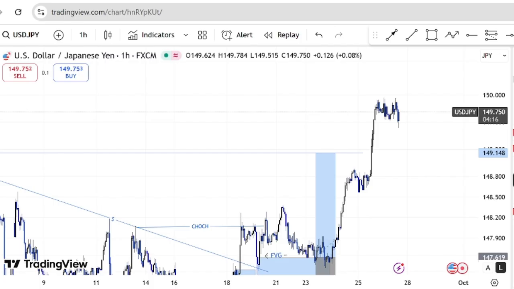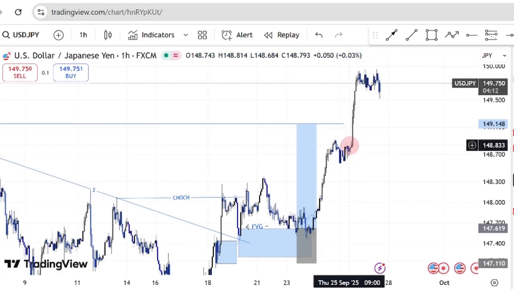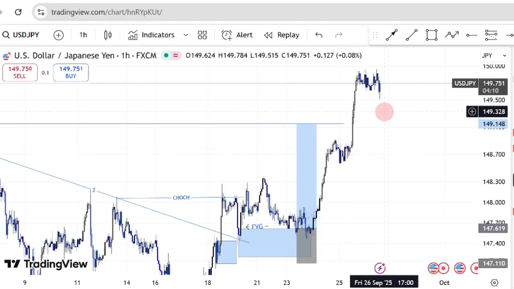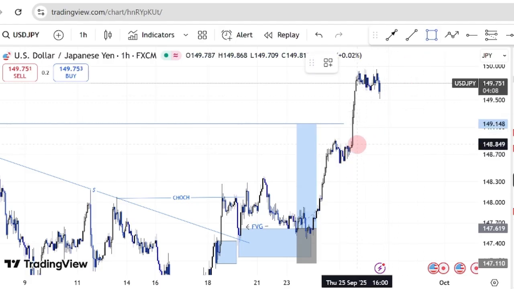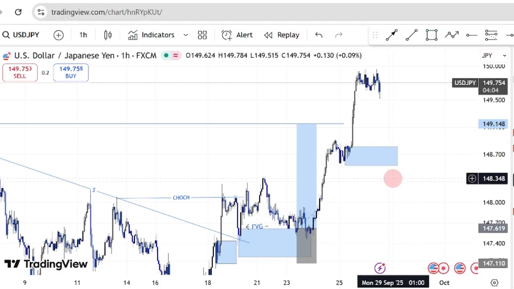So for next week, what do we want as buyers? We want to see USDJPY come back into this order block. So looking at USDJPY, we want to have this order block. This is the next move we want to see USDJPY come into.